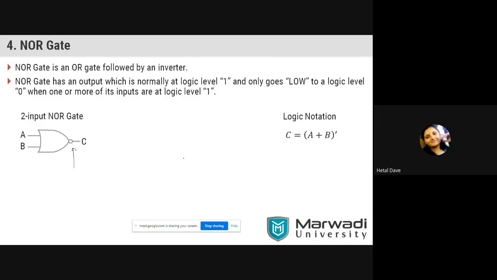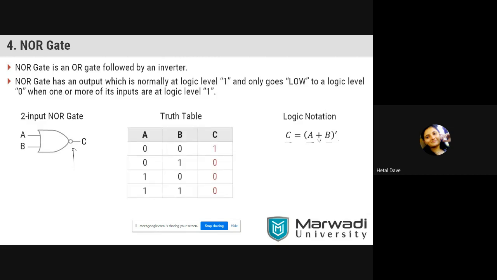How can we write it down? Let's say the output is C. We can give any symbol; over here C is taken. Input A, input B. What is the logical operation? OR gate, and then an inverter. In this manner, the function will be written like this. This is the truth table.